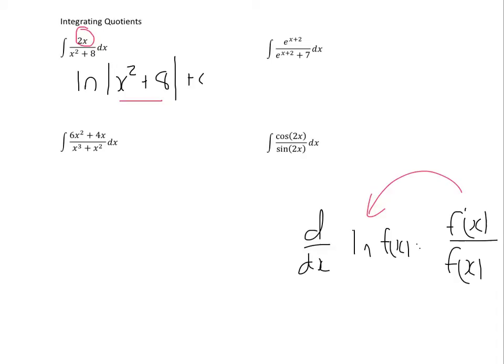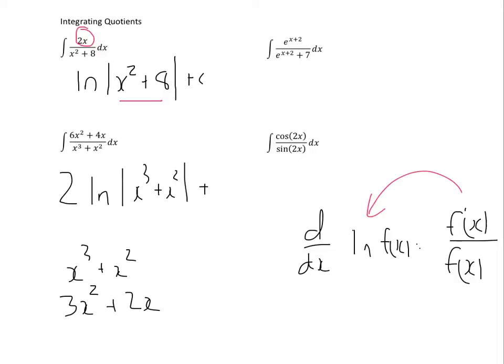Let's look at this. If I differentiated x cubed plus x squared, I'm going to get 3x squared plus 2x. Now, that top function is twice that, so I'm expecting my answer to be twice the natural log of the absolute value of x cubed plus x squared plus c. So quite often you're going to need to have a number in front as a multiplying factor just to correct it up.